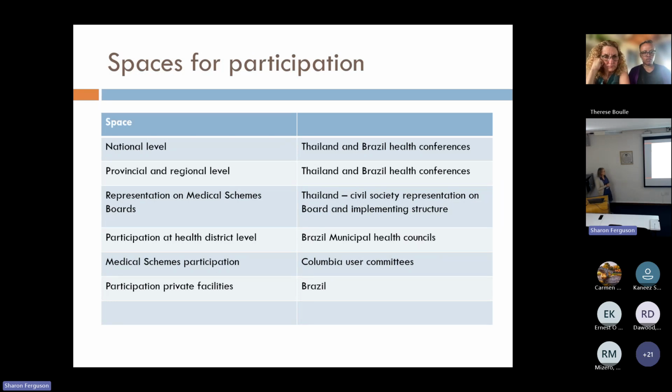At district level, we found that Brazil has health councils, and in some municipalities they also have participation at private facilities. In Colombia, we found something called user committees. User committees are committees linked to medical schemes. Colombia has a different model for universal healthcare where there are many medical schemes, and each of them is supposed to have a user committee.